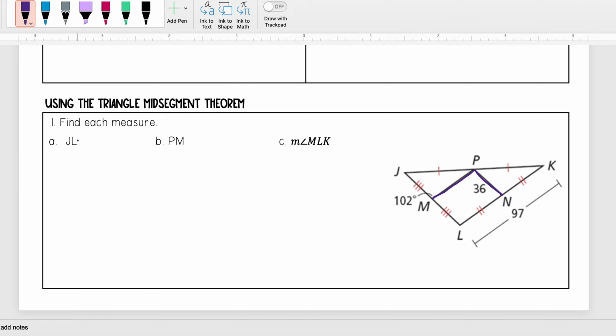So the first question asks me to find the length of JL. I know from my midsegment theorem that JL is going to be twice as long as the opposite midsegment. And so that opposite midsegment is PN. So it's going to be twice the length of PN. Well, PN I see from this picture is 36, so it's going to be twice the length of 36. And so that means that JL is equal to 72.